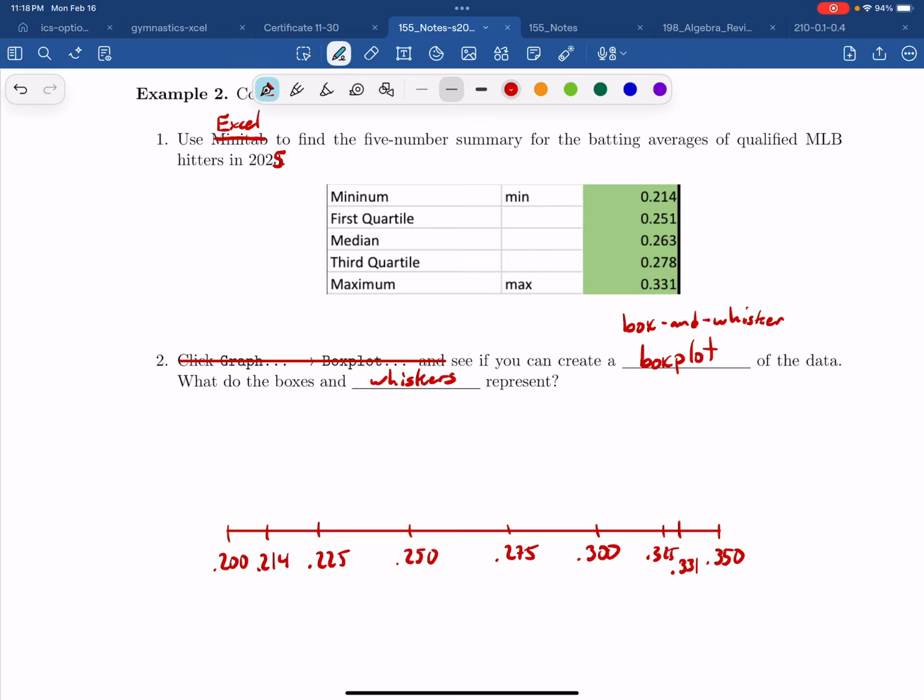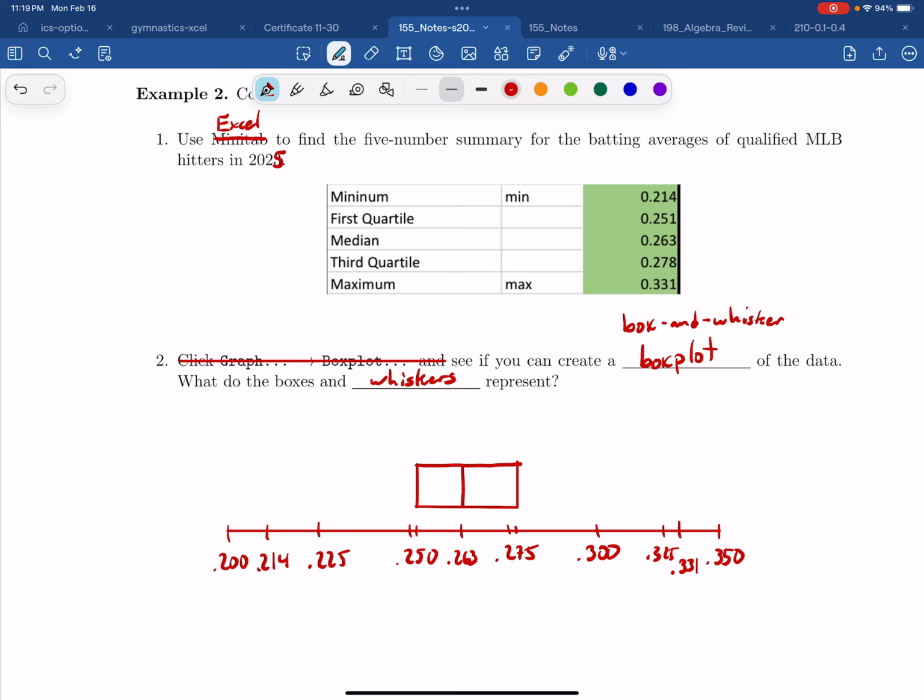We look at the first quartile, which is 251. That's about here. And we draw sort of a line like that. Third quartile, 278, that's about here. We draw a line right there. Okay? And then we just connect them. And then we draw a line for the median, 263. It's basically right in between them. Right there. Okay?